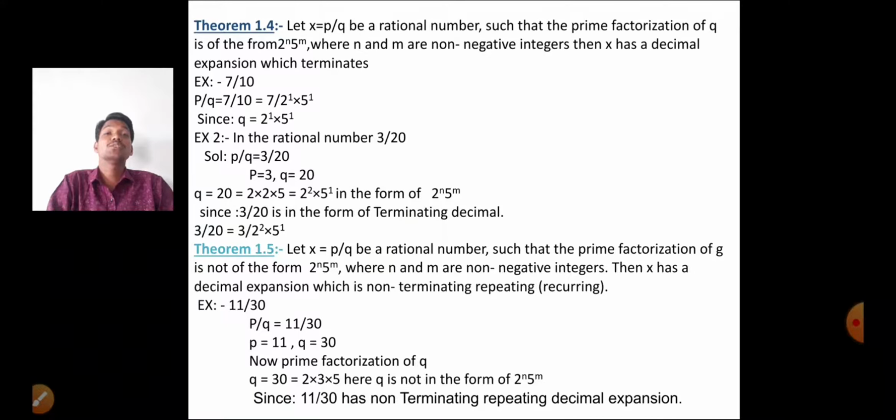So example 2 is given. In the rational number 3 by 20, the solution: p by q is given as 3 by 20. The q can be written as 2 to the power of n, 5 to the power of m. So p is given, q is given. So for q, we have to factorize 20: 2 into 2 into 5. 2 times 2 is 4, 4 times 5 is 20. So you will get 2 square, 5 to the power of m, in the form of 2 to the power of n, 5 to the power of m. Since 3 by 20 is in this form, 3 by 20 is a terminating decimal.